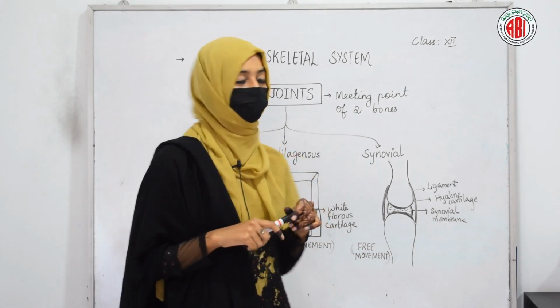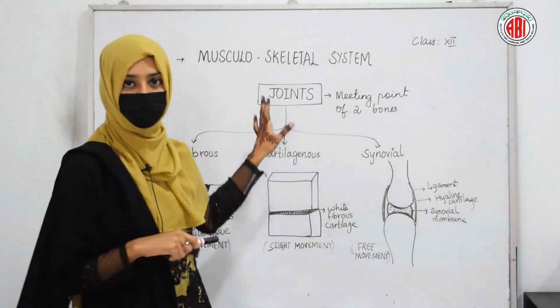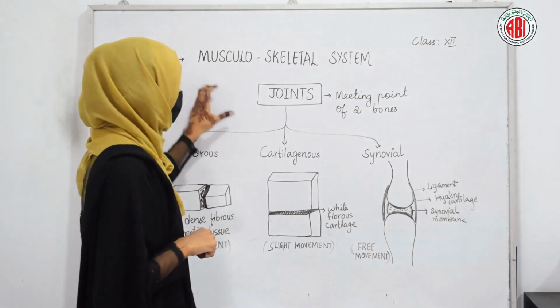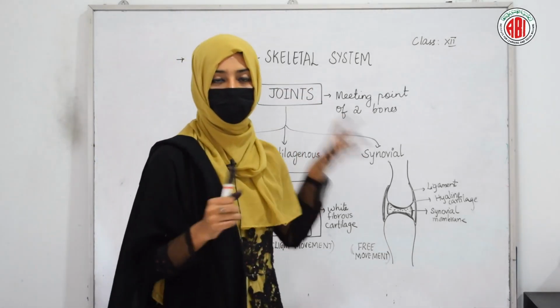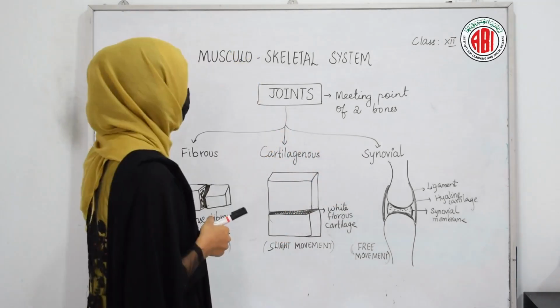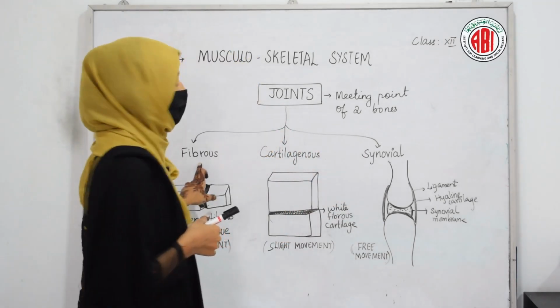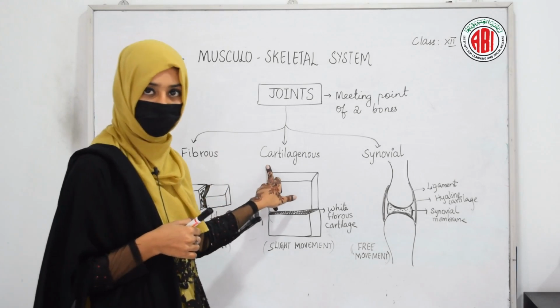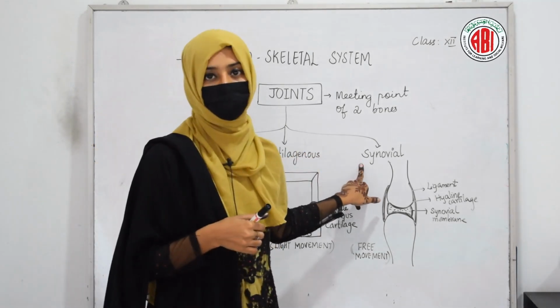In today's class, we are going to move towards our next topic, that is joints. Joints means the meeting point of two bones. The two bones where they meet, that part is called a joint. The joints are of three main types: fibrous joints, cartilaginous joints, and synovial joints.